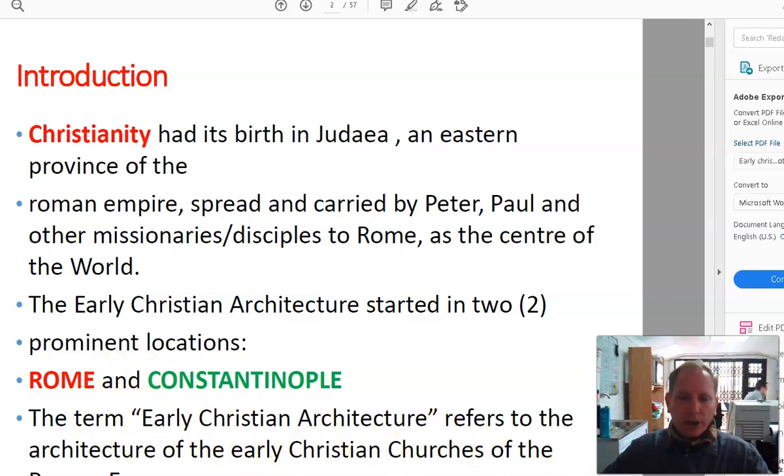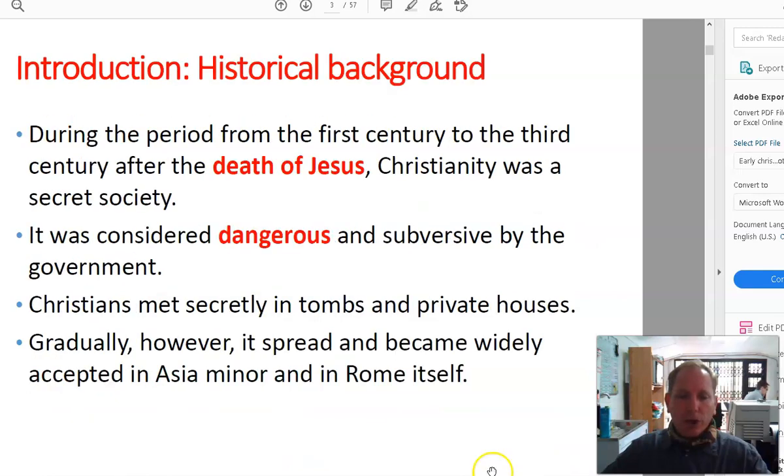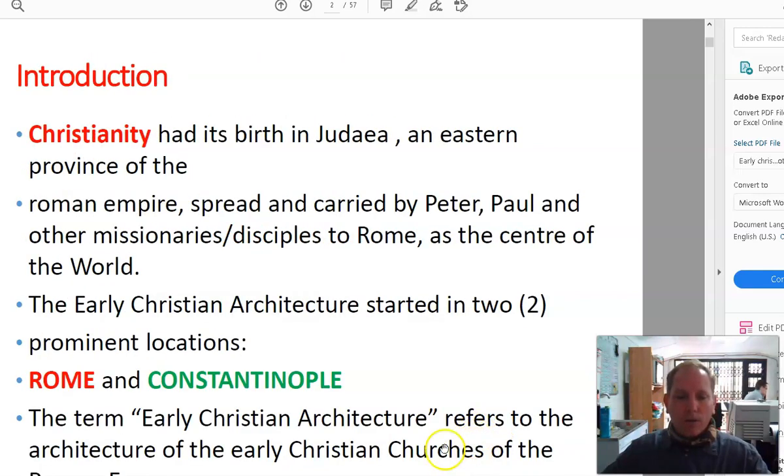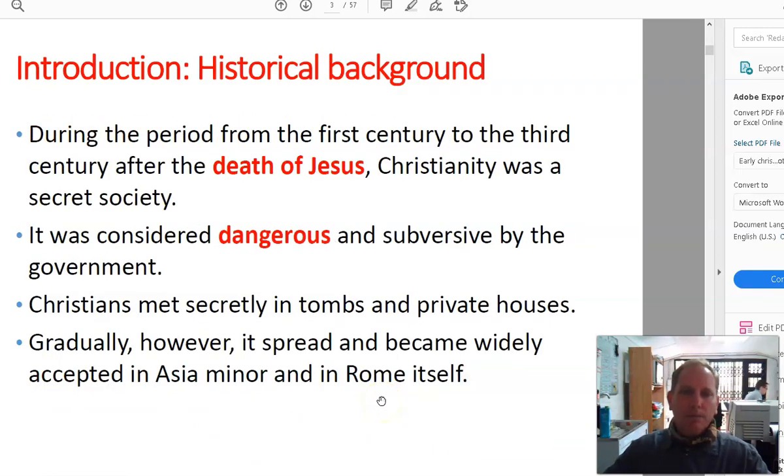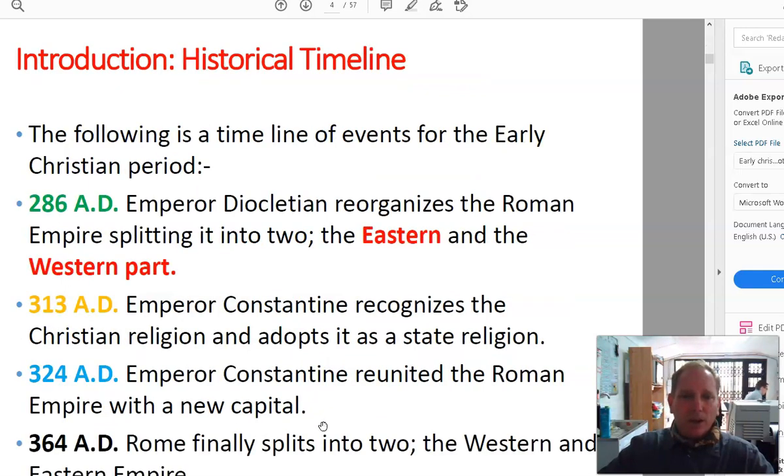Early Christian architecture refers to architecture of the earlier Christian churches of the Roman era. During the period of the 1st century to the 3rd century after the death of Jesus, Christianity was a secret society. It was considered dangerous and subversive by the government, so Christians mainly met in tombs and private houses. Gradually, however, it spread and was finally accepted by the Roman government and basically became the state religion. Not that that was particularly a good thing.